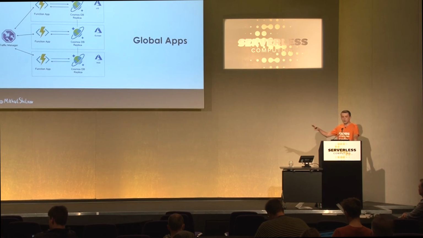I put a function app in every region next to Cosmos DB table, and then I create a traffic manager with endpoints for every region. Maybe my colleague is working on a different microservice in the same project, and they want to use something different than functions. They want to use containers or virtual machines to do some processing.